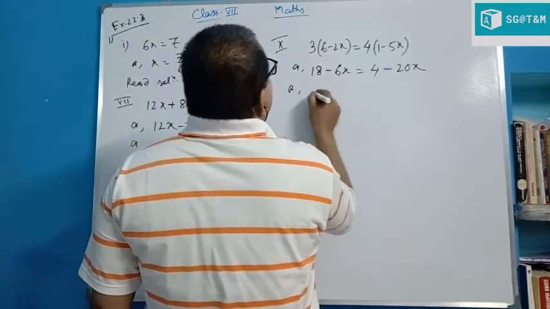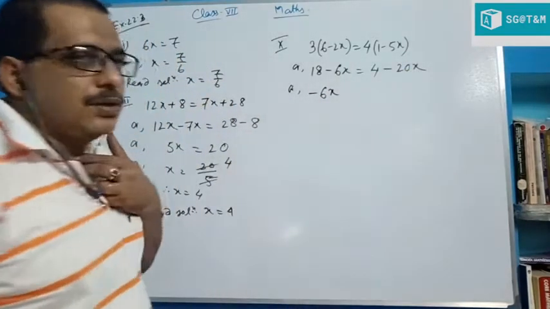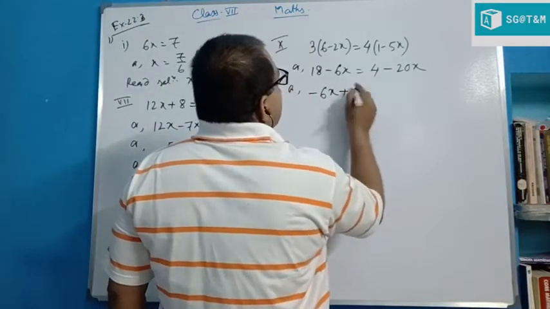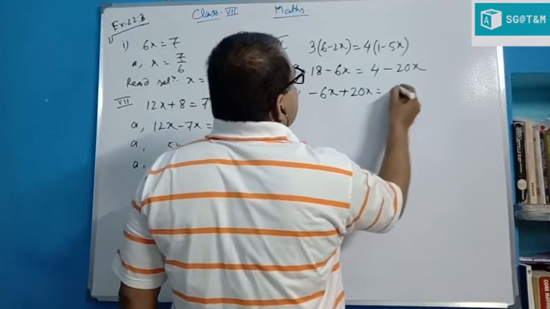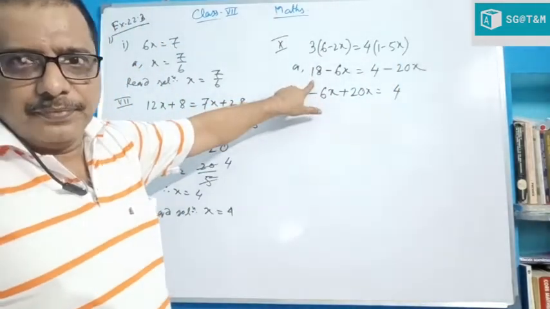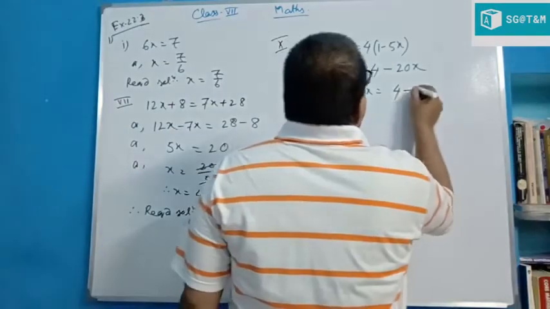Minus 6x remains intact. Take this minus 20x to the left hand side. Minus will be plus, so plus 20x. 4 remains intact on the right hand side. Now this 18 is transferred to the right hand side, so it will be minus 18.